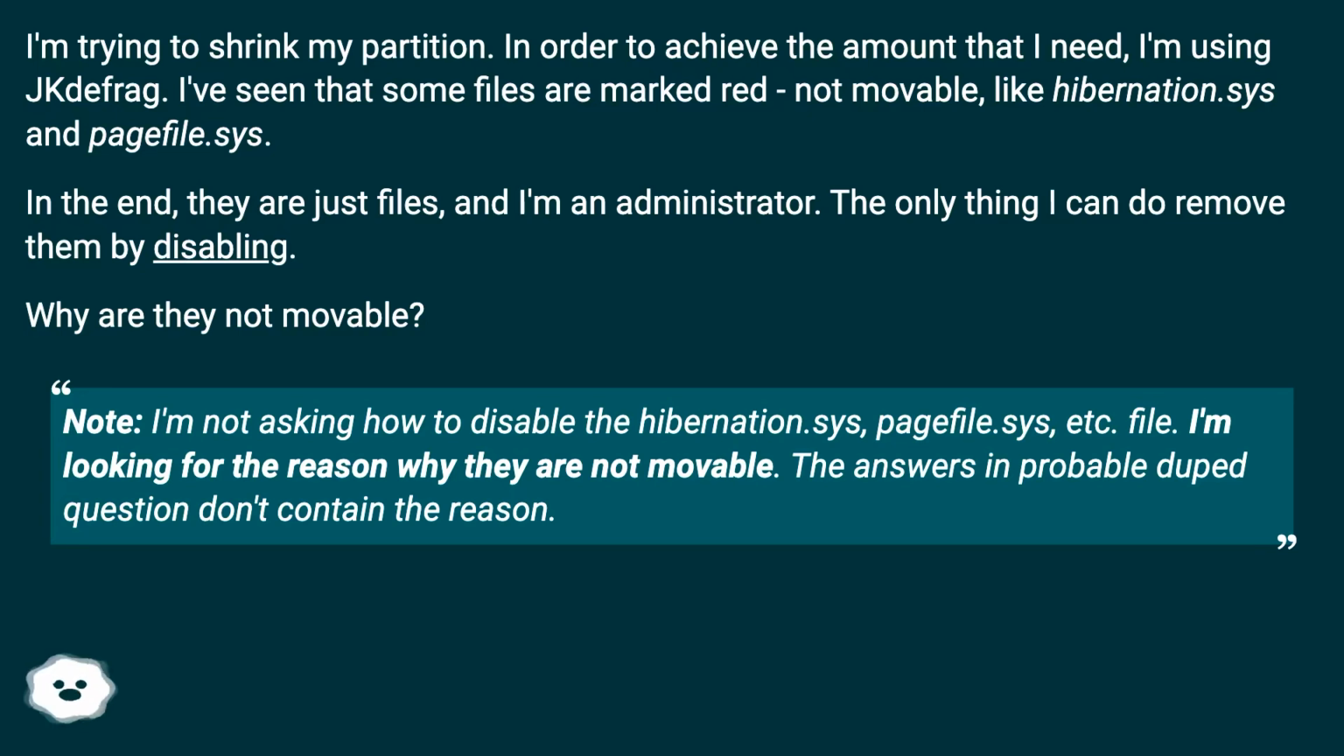The only thing I can do is remove them by disabling. Why are they not movable? Note, I'm not asking how to disable the hiberfil.sys, pagefile.sys, etc. file. I'm looking for the reason why they are not movable. The answers in the probable duplicate question don't contain the reason.